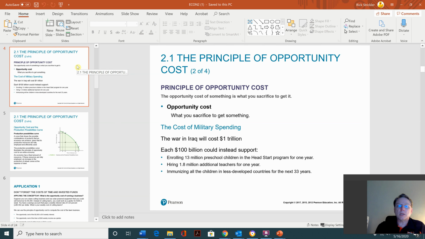Principle of opportunity cost: what you are sacrificing to get something. Cost of military spending: the war in Iraq costs well over $1 trillion now. Each 100 billion could instead support enrolling 13 million preschool children in the Head Start program for a year, hiring 1.8 million additional teachers for a year, or immunizing all the children in less developed countries for the next 33 years.